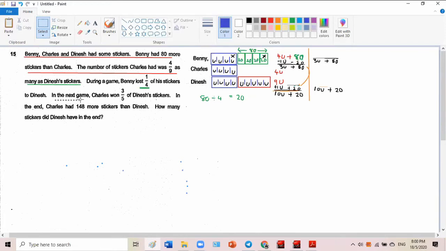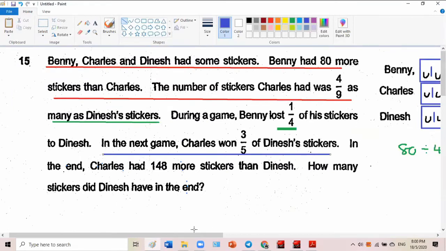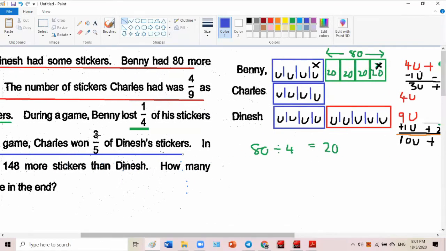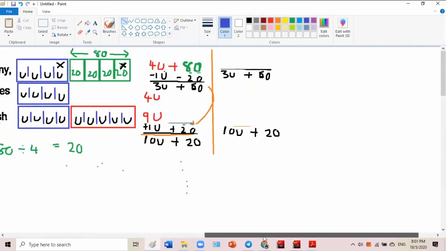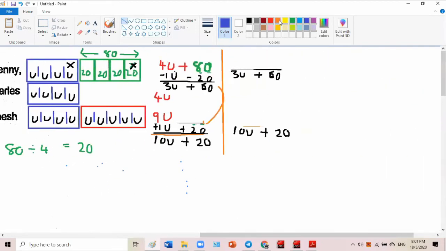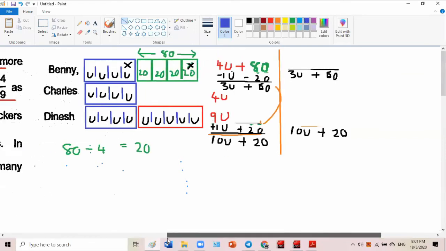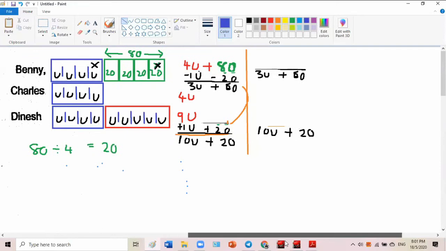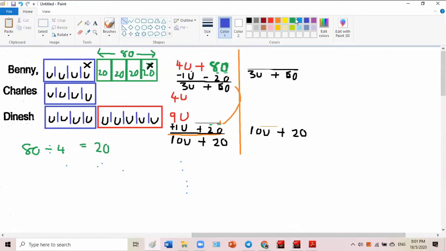In the next game, Charles won 3/5 of Dinesh's stickers. Now, 3/5 of Dinesh's stickers means Dinesh's stickers need to be cut into 5 parts. That's the clue. Charles won 3/5, right? Can I draw a picture for you? Dinesh has 10 units and it must be cut into 5 parts. Can you see that? Charles won 3/5 here.